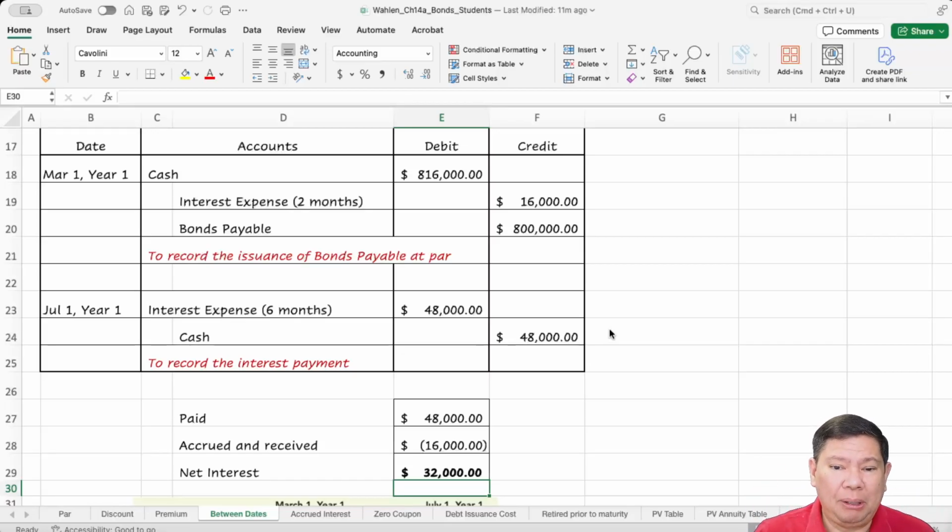That's how we prepare the journal entries when the bonds are issued between interest payment dates.